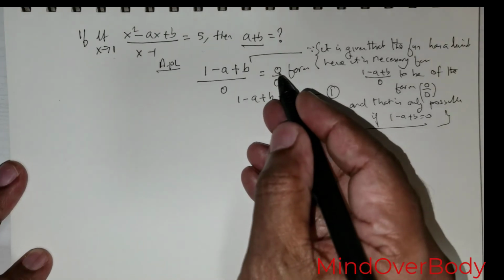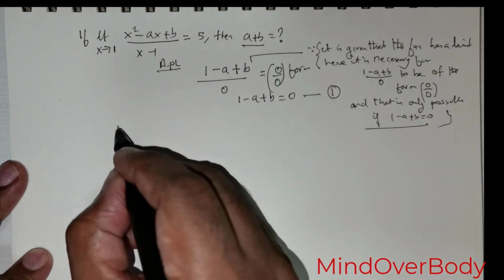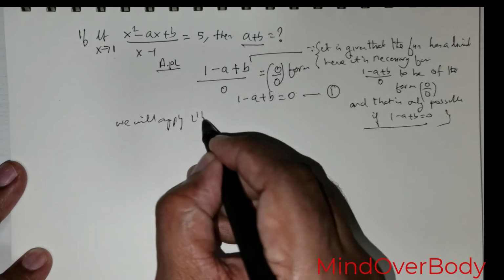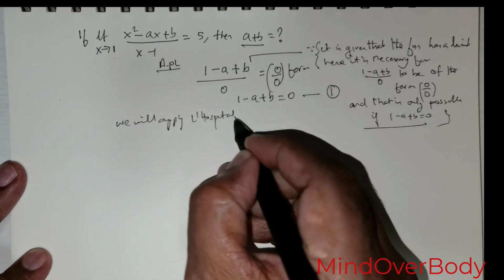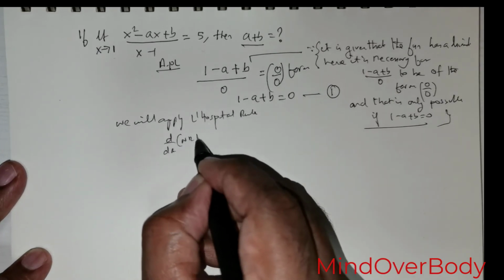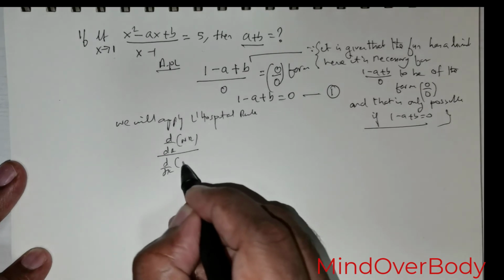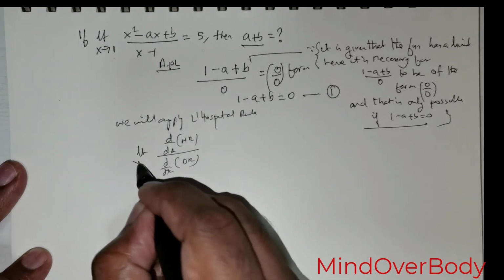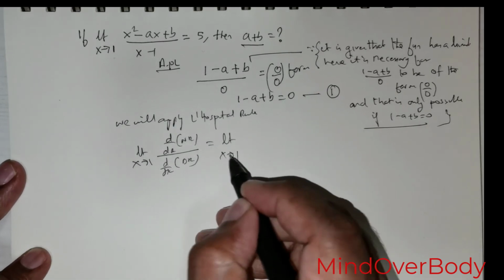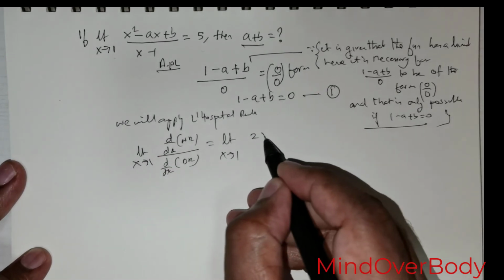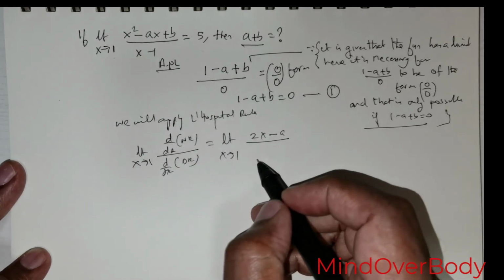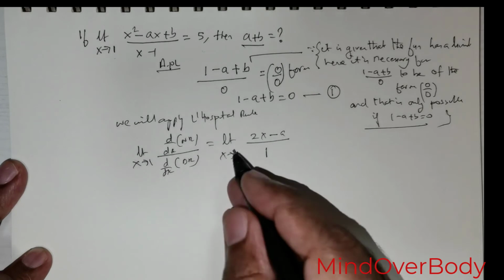So since it is 0 by 0 form, we will apply L'Hopital's Rule. Now what is L'Hopital's Rule? Differentiation of the numerator divided by the differentiation of the denominator with the limit x tending to 1. So which is equal to limit x tending to 1, differentiation of the numerator is 2 times x minus a, divided by differentiation of the denominator is 1. So this is what we have got.